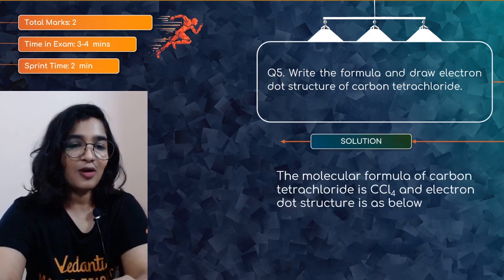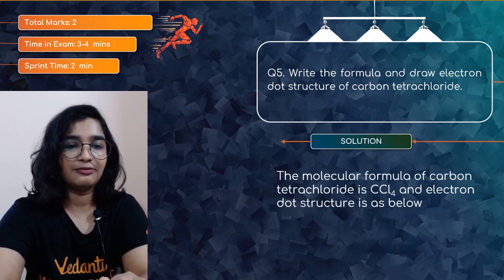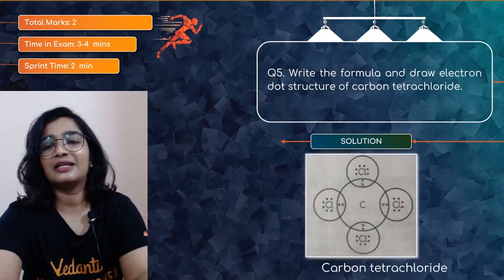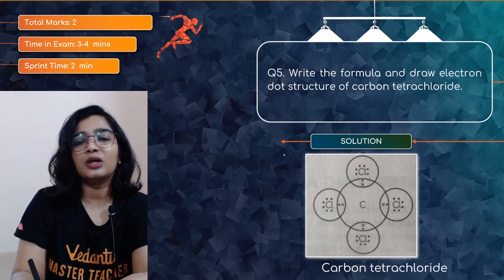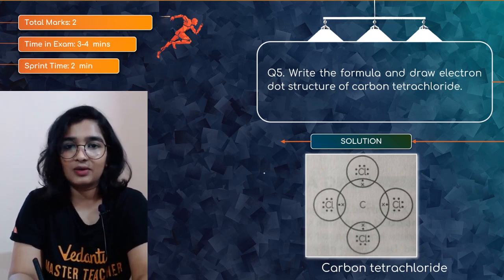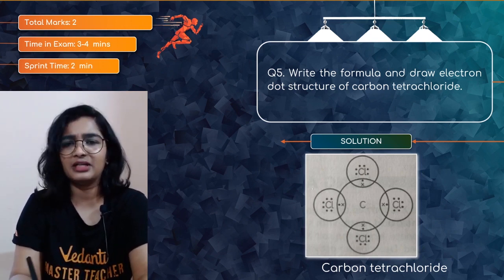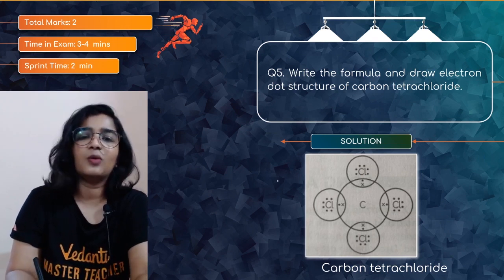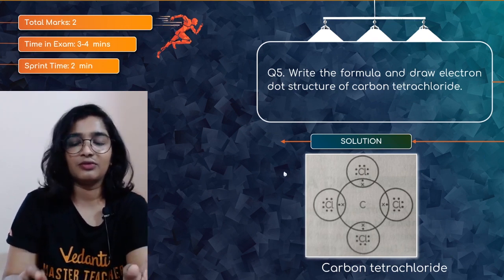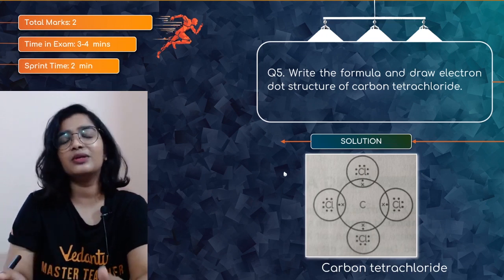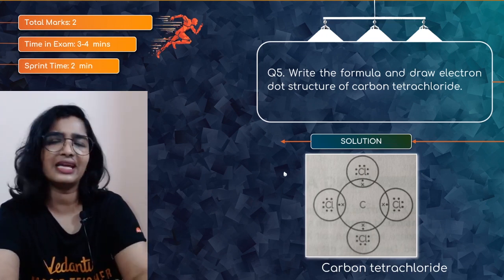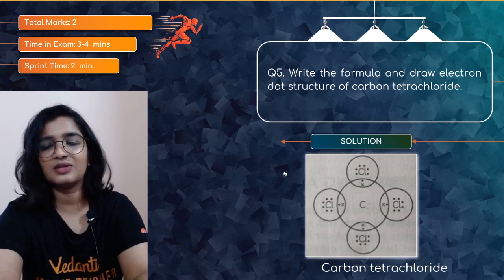The molecular formula of carbon tetrachloride is CCl4. Yes, so we know that. And the electron dot structure. Sometimes the way they write the electrons for different molecules might be different. Here they have used X, but I always use dot even for the electrons belonging to the different molecules, because I'm used to it. If you want, you can use star or X, whichever you are comfortable with.